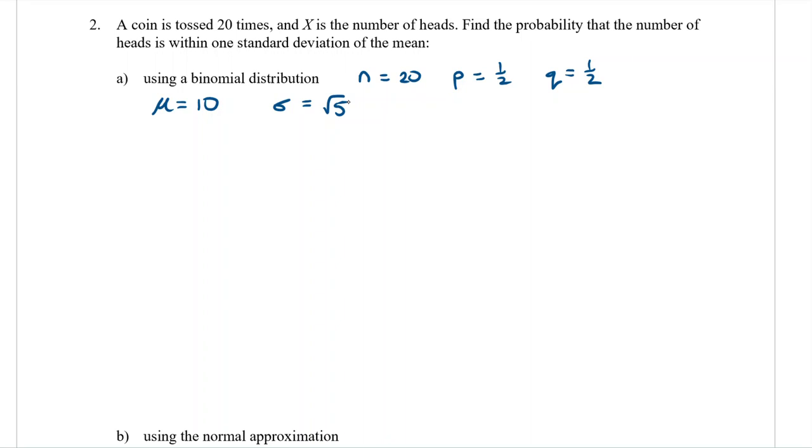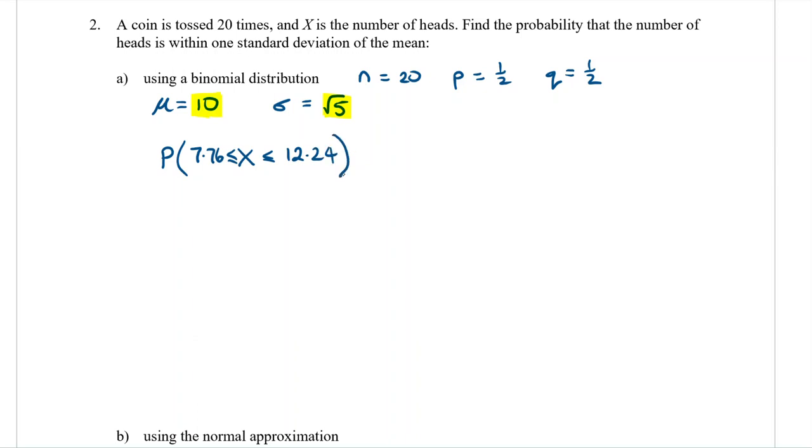But if I want to find the probability of scores that are 1 standard deviation from the mean, if my mean is 10, I need to go 1 standard deviation down. So in your calculator, you're going to type in 10 minus root 5. And we get 7.76. That'll do for now. And then I want 1 standard deviation above, which means I want to do 10 plus root 5. 12.24 to 2 decimal places.